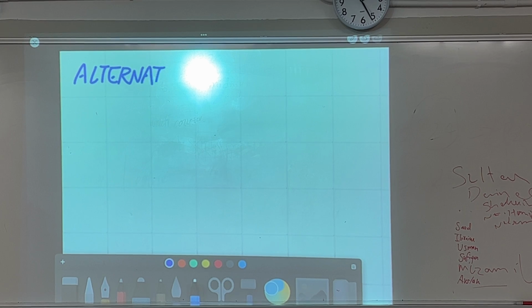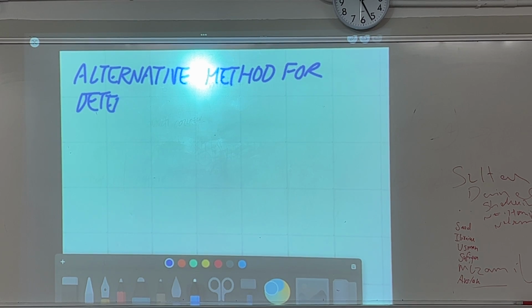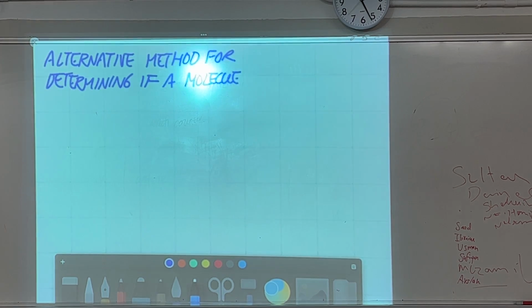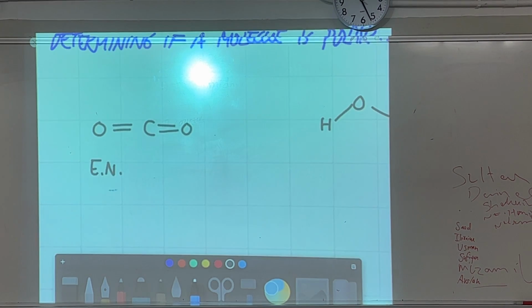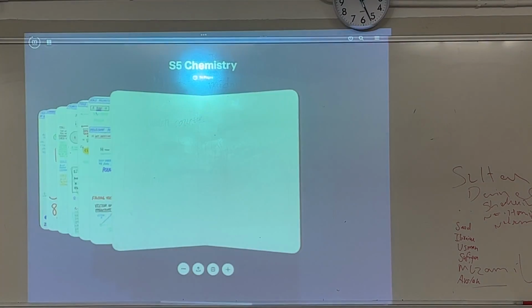So, alternative method for determining if a molecule is polar. Okay, so how does this work? Let's take CO2 and H2O as an example. The first step is to consult that table and find the electronegativity of the atoms, which they will give to you. Don't worry, you don't have to memorize these. I can't memorize the electronegativities either.